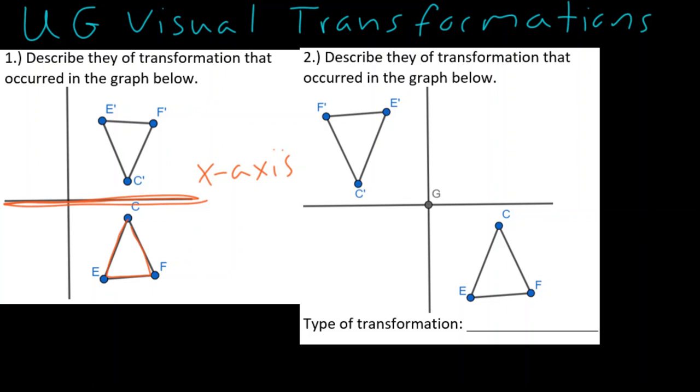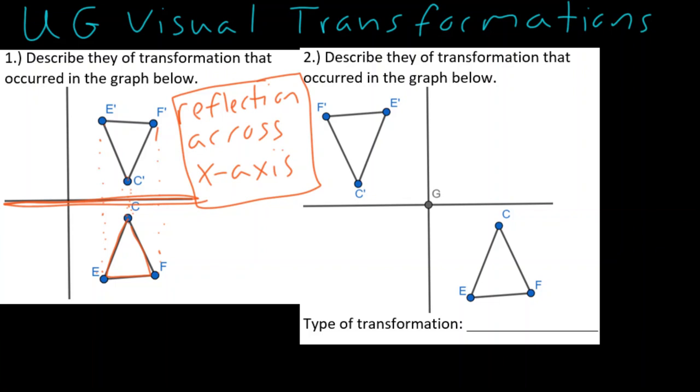Okay, so how do you determine if it's a reflection or rotation? Well, for a reflection, these points would be equally distant, or equidistant, from that line. So notice C to C prime, those are the same distance from that line. From E to E prime, those are the same distance from that line. And from F to F prime, those points are the same distance from that line. And so we say that this is actually a reflection. It is a reflection across the x-axis. All right, so this one's pretty easy. Okay, so if the points are the same distance, well, you know it's a reflection across a certain axis.